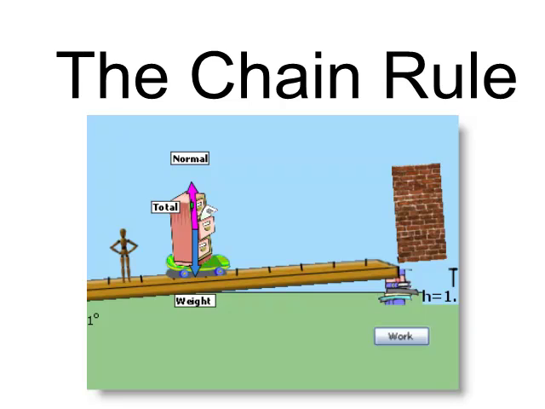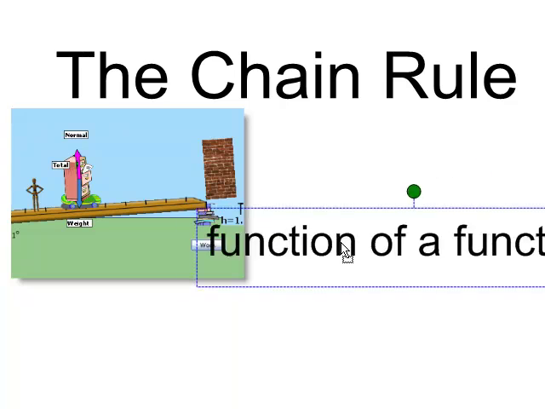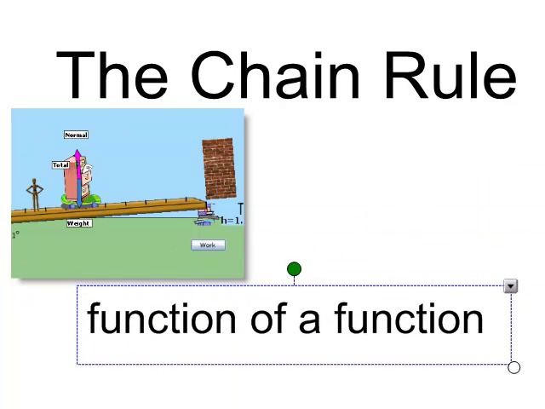So today we're going to be learning about the chain rule, and the chain rule is useful when we have something that is a function of a function. And this crops up more often than you would think.